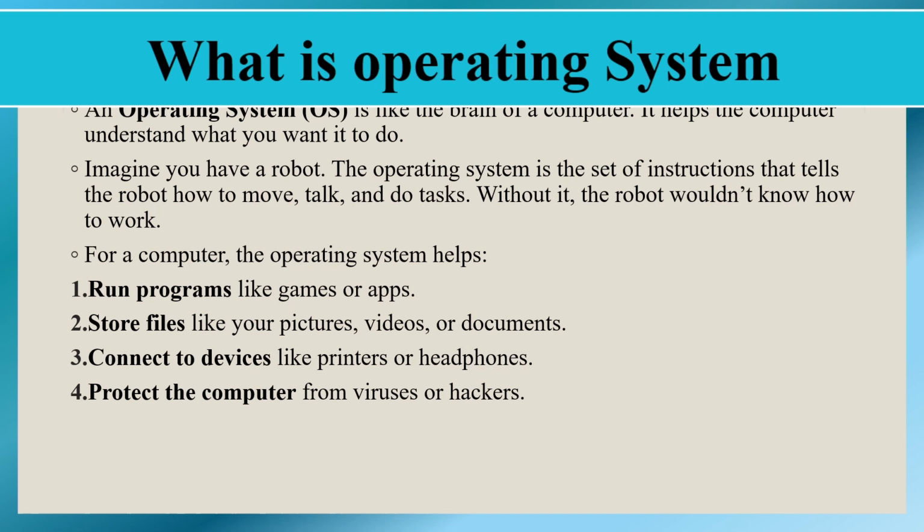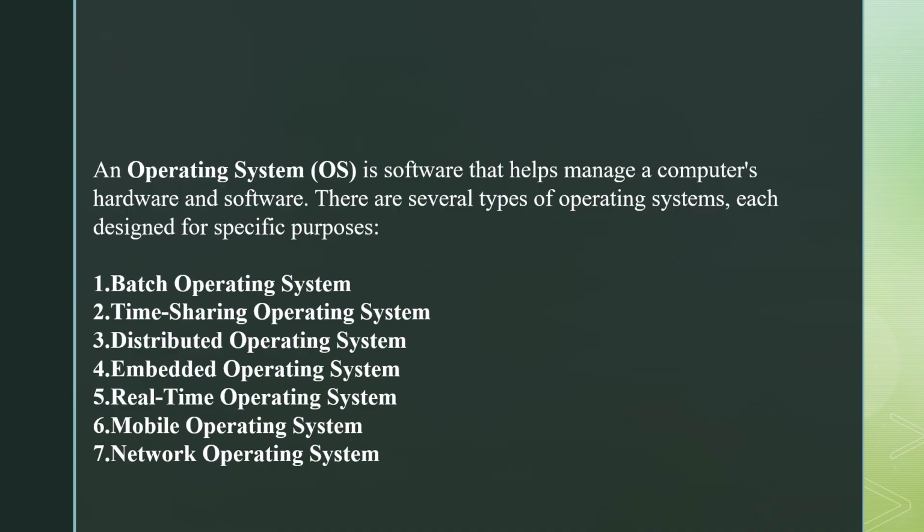For a computer, the operating system helps run programs, store files, connect devices, and protect the computer from viruses and hackers. Now, I would like to describe different types of operating systems. An operating system is software that helps manage computer hardware and software.